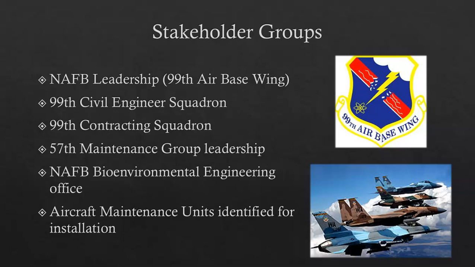Several groups hold a stake in this project. The most important are the base senior leaders of the 99th Air Base Wing, who will authorize and reject installation based on data they're presented. The Civil Engineering Squadron will invest personnel and time in performing site surveys. Contracting personnel will negotiate and draft installation and maintenance contracts. The maintenance group may be asked to assist in funding the project, since they are the main beneficiary, and possibly alter their energy usage activities as such.